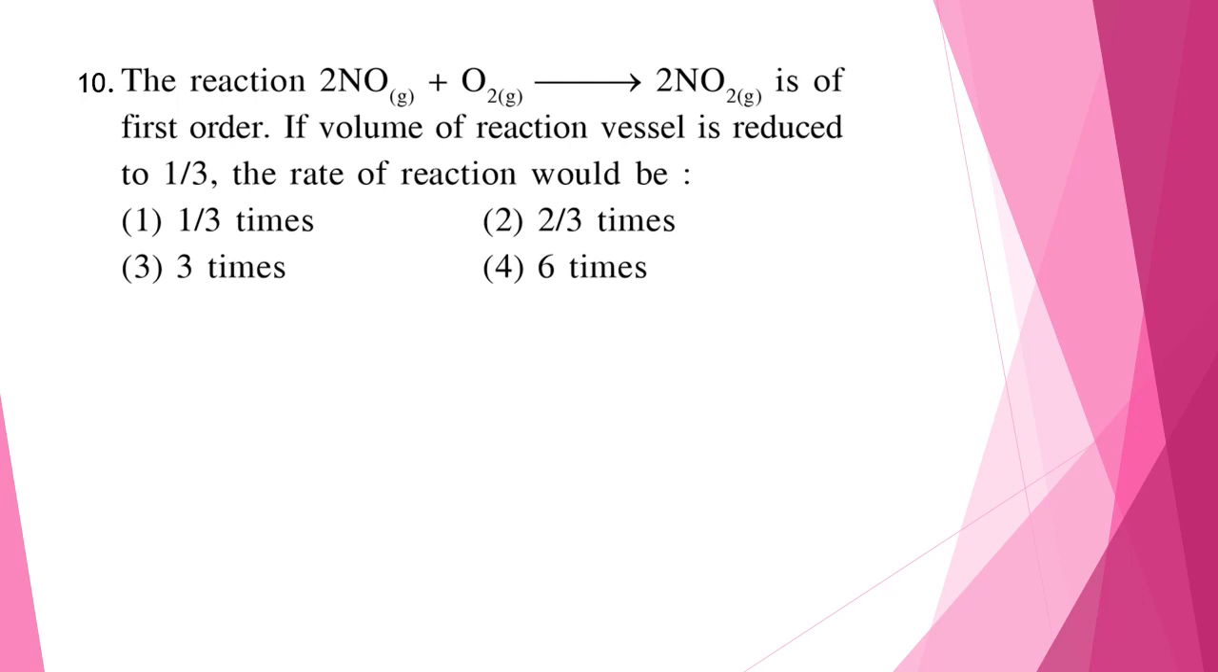Question 10. The reaction 2NO plus O2 gives 2NO2 is of first order. If volume of the reaction vessel is reduced to 1 by 3, the rate of reaction would be. Now you know that if you reduce the volume by 1 by 3, the concentration will become 3 times. And as it is a first order reaction, the rate will also become 3 times. So the correct answer will be option 3.